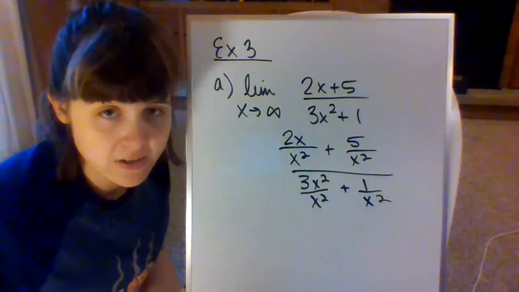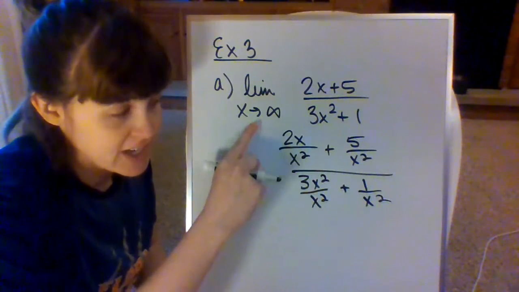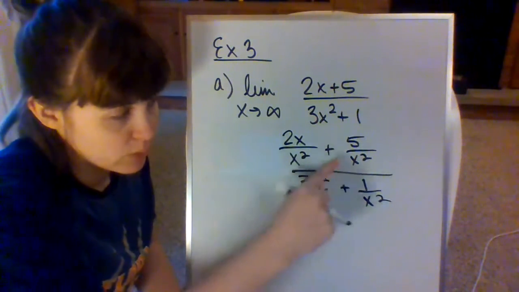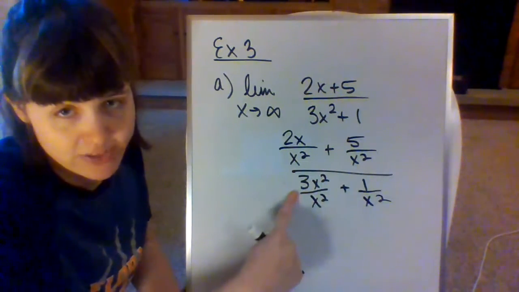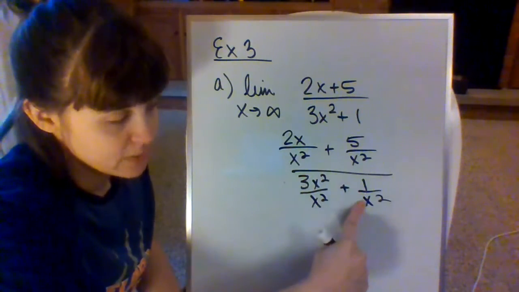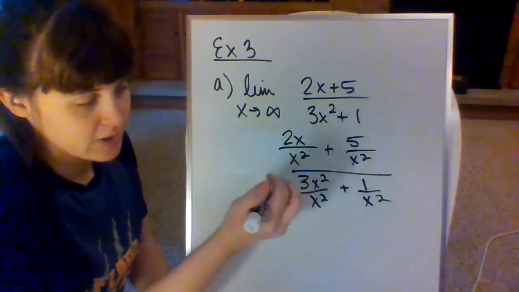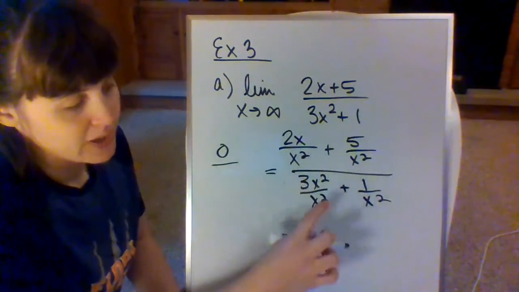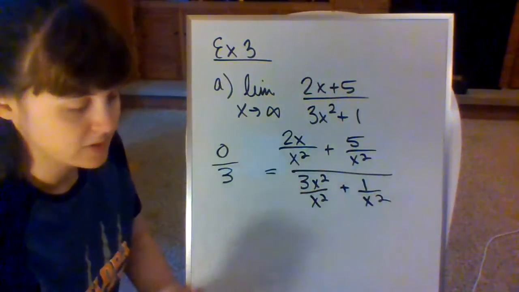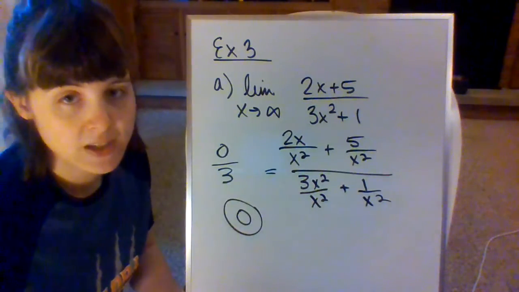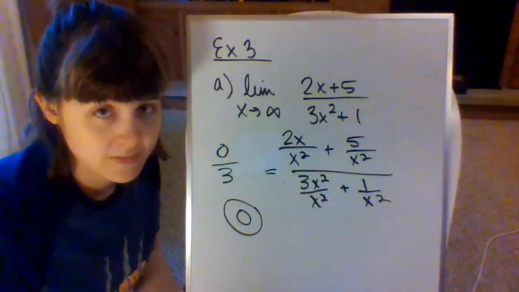Okay, so here, since this would just simplify to 2 over x, when we plug in our infinity, this is going to be 0. When we plug in infinity here, this is going to be 0 as well. This simplifies to 3. And this, when we plug in our infinity, is going to be equal to 0. So we have 0 plus 0, and we have 3 plus 0. So 0 over 3 equals 0. So the answer to part A is 0.